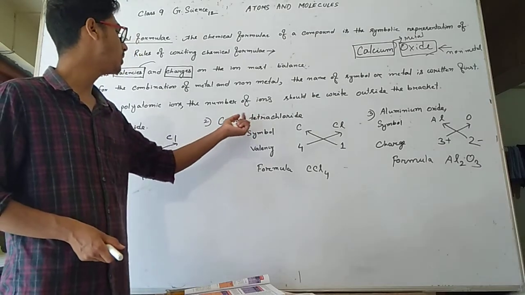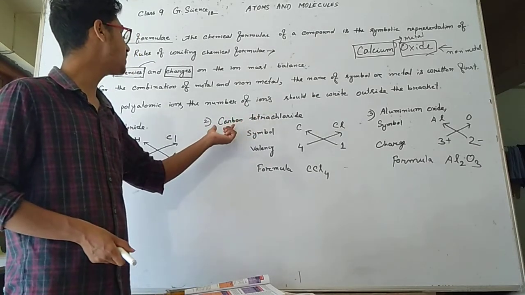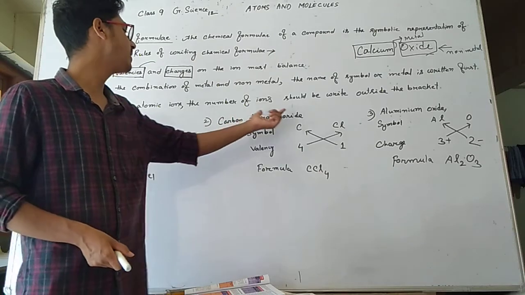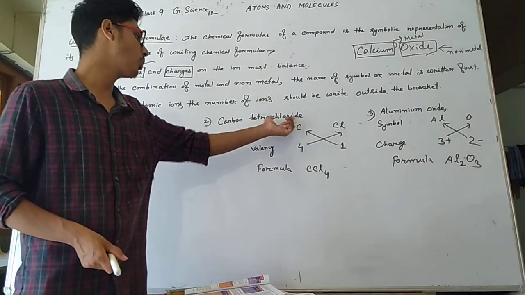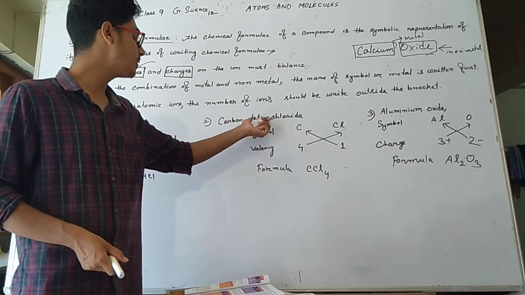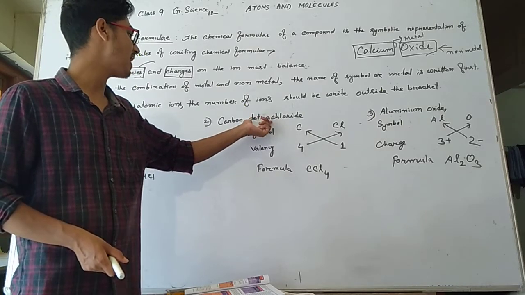Tetra means what? 4. That is here. What are the elements present here? The elements are carbon and chlorine. Tetra is not an element. It means 4 atoms. That is tetrachloride.